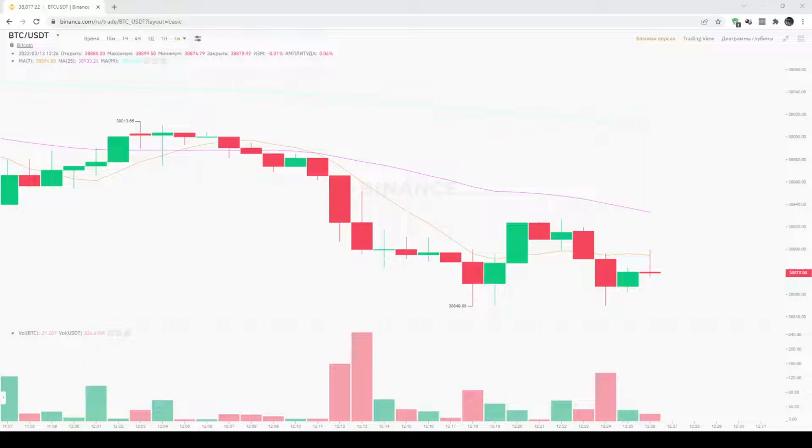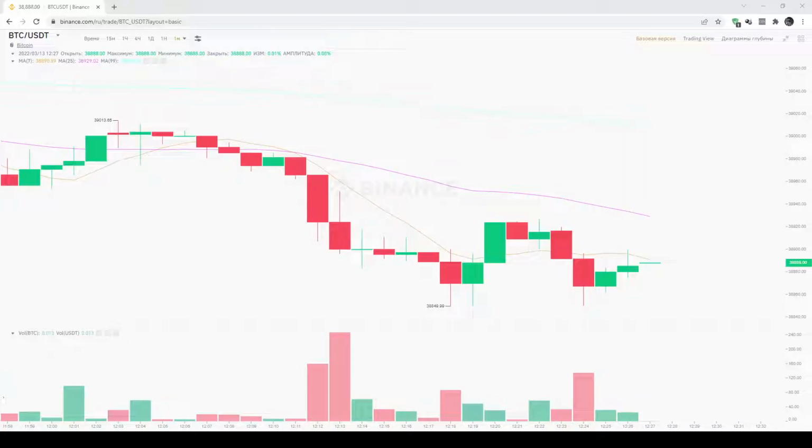Pullbacks to the VWAP line are a common price movement, especially in strong trends. To trade a pullback setup, you find an uptrend with the price making higher highs and higher lows. Price trades above the anchored VWAP, and you patiently wait for the price to make a pullback. Returning to the VWAP line is a chance to buy the stock.